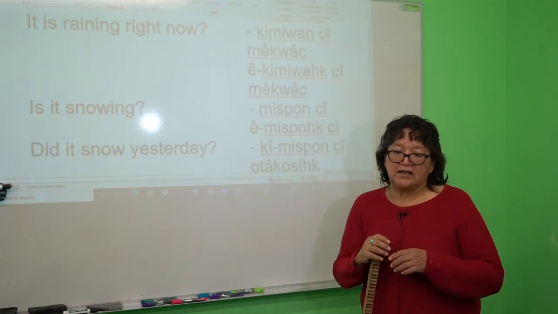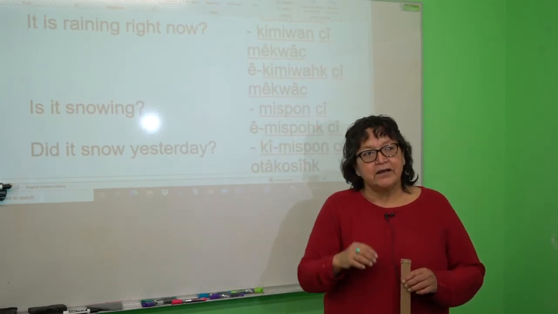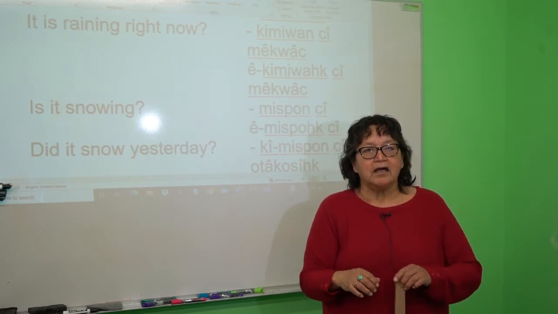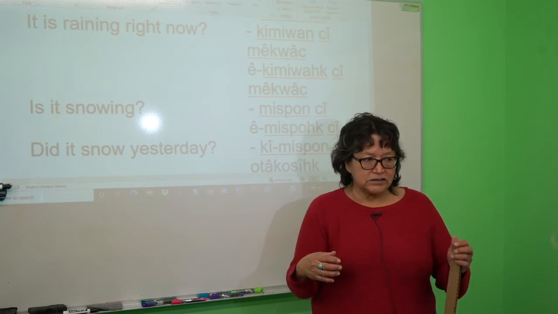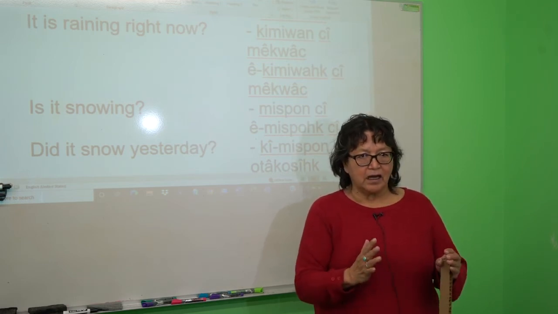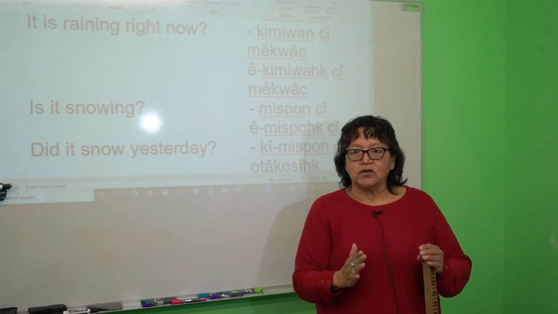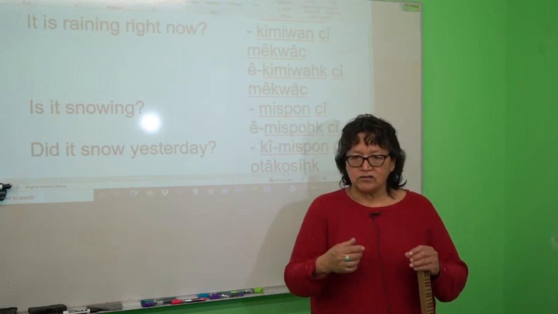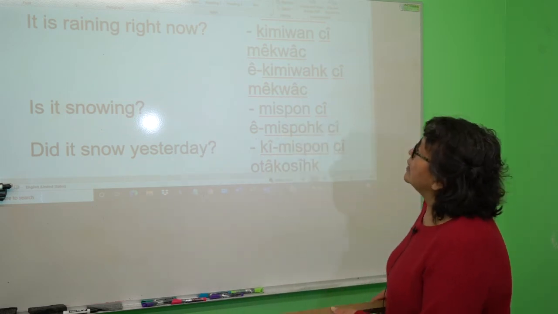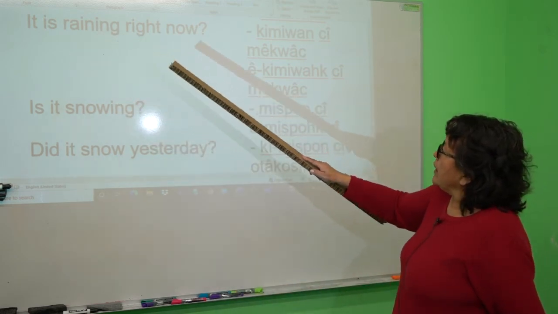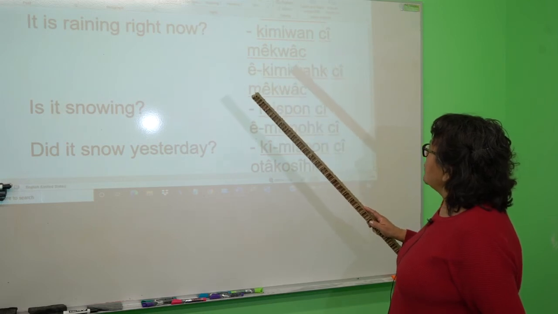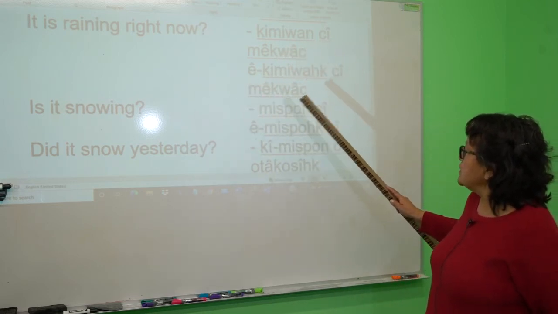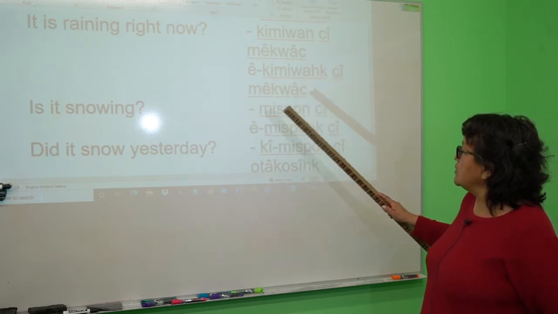One of the things that I hear most is when they use the question indicator na is when they're closely in the same area as Soto or nêhiyâwewin language. They use that one more than anything. Okay. Is it raining right now? Kimuan ti megwat, kimuan ti megwat, or ekimuak ti megwat, ekimuak ti megwat.